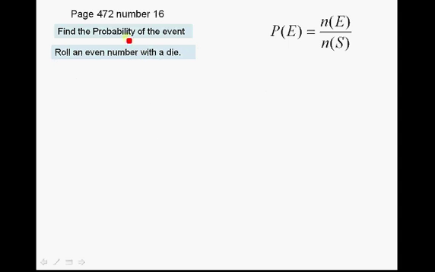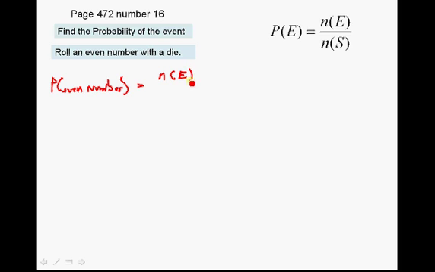Let's take a look at number 16. The directions are still the same. Find the probability of the event. Roll an even number with a die. So this is the probability of an even number. My handwriting is horrible, I know that.